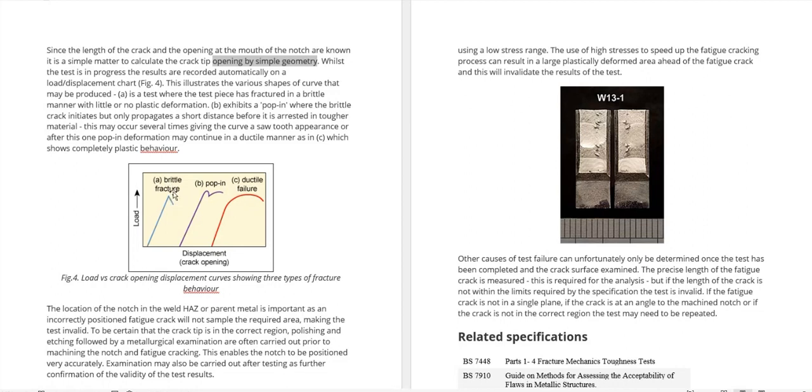So here it's very clear. This illustrates the various different shapes of curve that may be produced. Here, first is a test where the test piece has fractured in a brittle manner, that means without any plastic deformation. The second one is a pop-in, where a brittle crack initiates but only propagates a short distance before it is arrested in tougher material. This may occur several times, giving the curve a serrated appearance. The third one you can see here shows a complete ductile plastic behavior. That's a ductile failure.